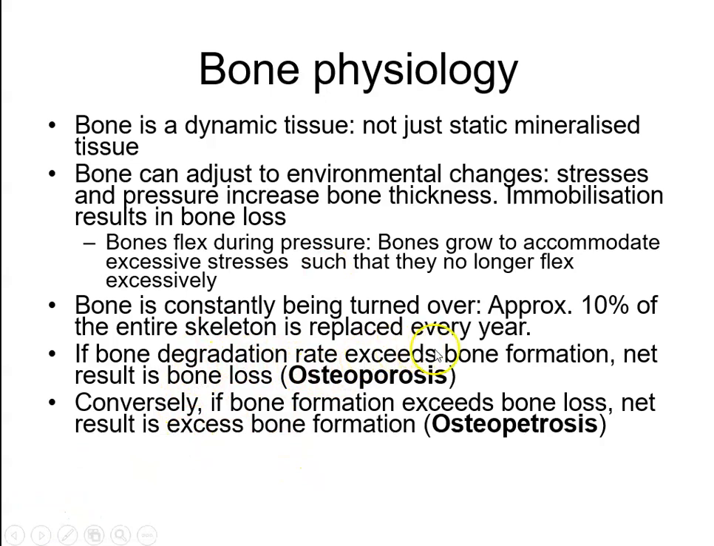Now if this bone turnover is uncoupled, that is, if degradation exceeds formation, you end up with disorders related to osteoporosis. Conversely, if the bone formation exceeds bone loss, you get net bone gain, and you end up with osteopetrosis. And these are two sort of opposing bone diseases.